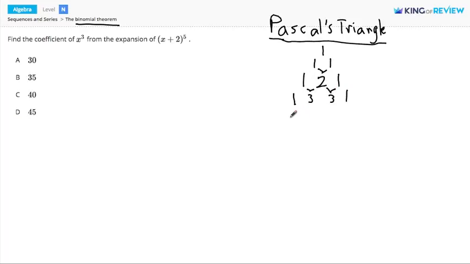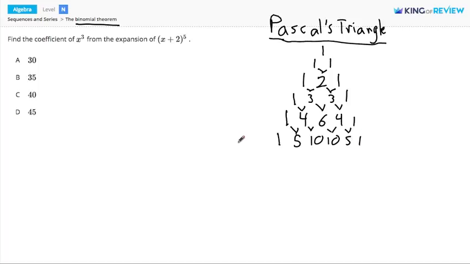On the next row, we start with 1. 1 plus 3 is 4, 3 plus 3 is 6, 3 plus 1 is 4, and then we end with a 1. And we could keep doing this as long as we need. I'm going to go one more row: 1, 5, 10, 10, 5, and end with 1.